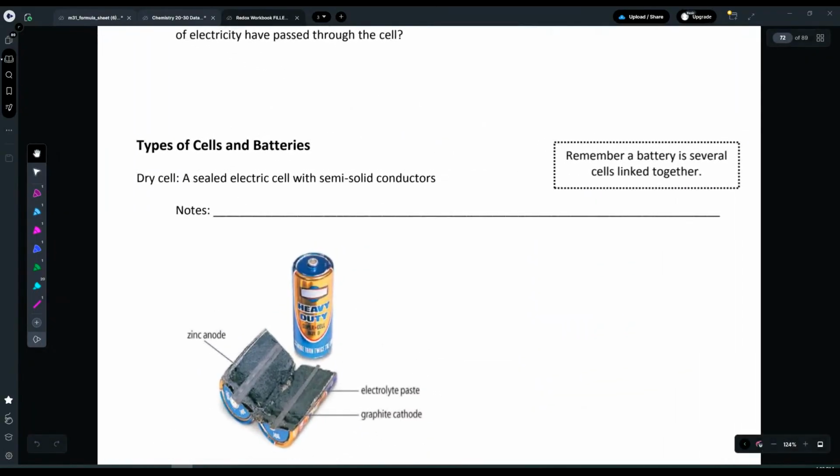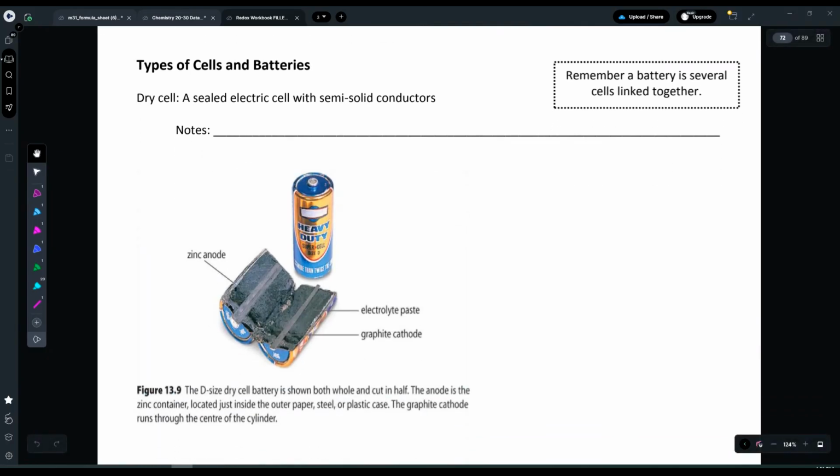So to start off with types of cells and batteries, the first one that we're going to talk about is a dry cell, which is just a sealed electric cell with semi-solid conductors. Below in this picture we have a D-size dry cell battery that's been cut in half just to show the anode, the cathode, as well as the electrolyte paste.